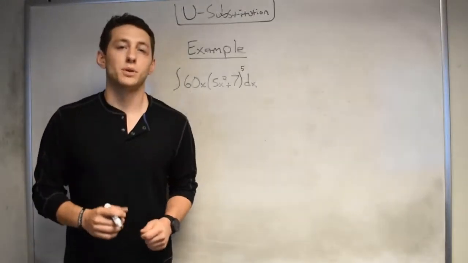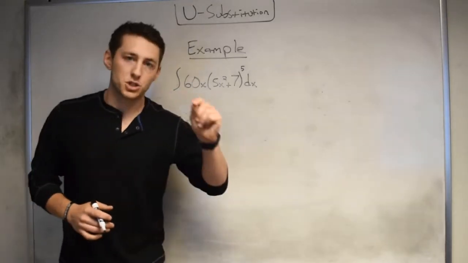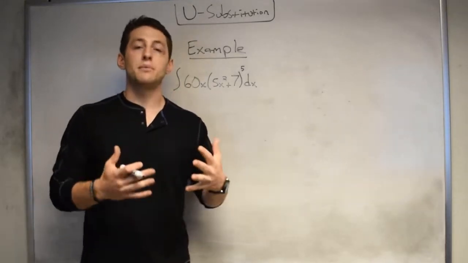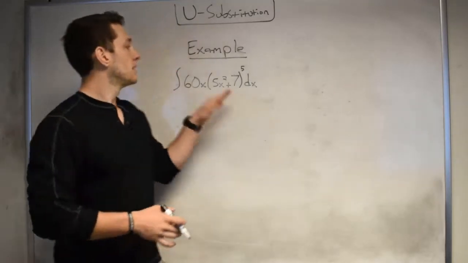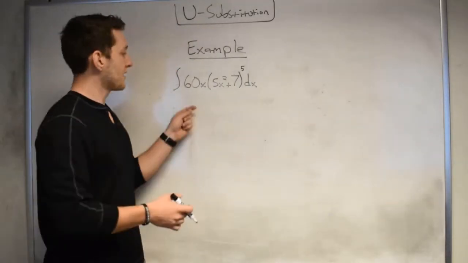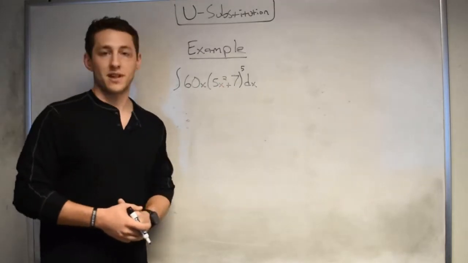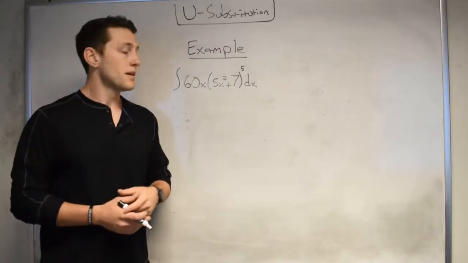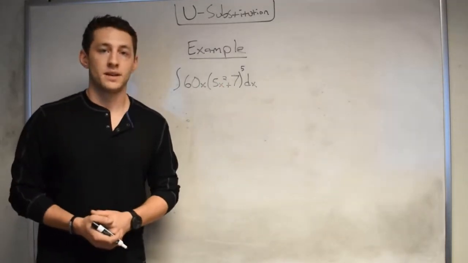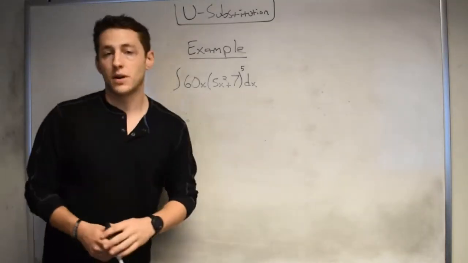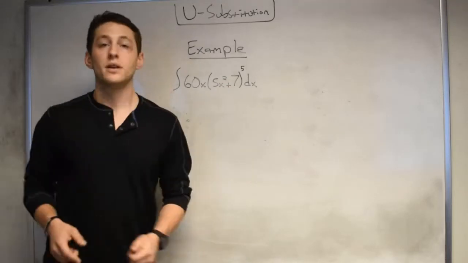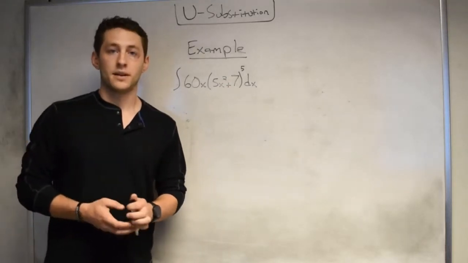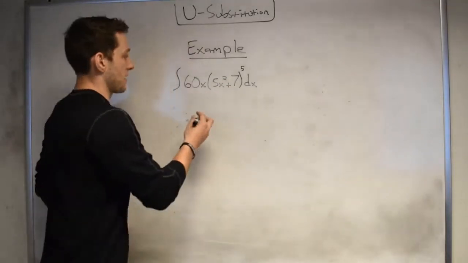So let's go ahead and explore this U-sub idea by actually just trying something out first. Allow me to go ahead and show you the idea before we discuss how to do it. Compute the following integral. 60x times 5x squared plus 7, all raised to the 5th power, with respect to x. Now, I do not want to go ahead and expand this out. That would take forever, and if this power was bigger, we'd be in a lot of trouble. So allow me to do some sorcery right here.